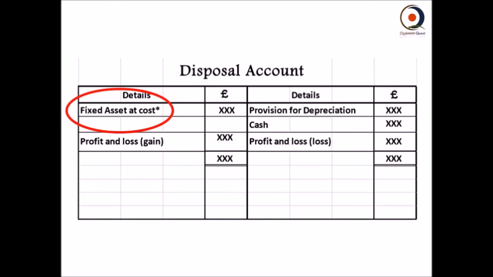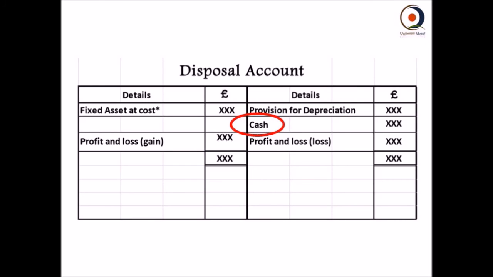Fixed asset at cost stands for the cost price of the asset that we have disposed. For example, if we have disposed of a machinery worth 20,000, then we will record it as machinery in the debit side with the value 20,000 pounds. Provision for depreciation stands for the total depreciation of the disposed asset. This is the same value that we have just calculated in the provision for depreciation account for the heading disposal, which is 150,000.